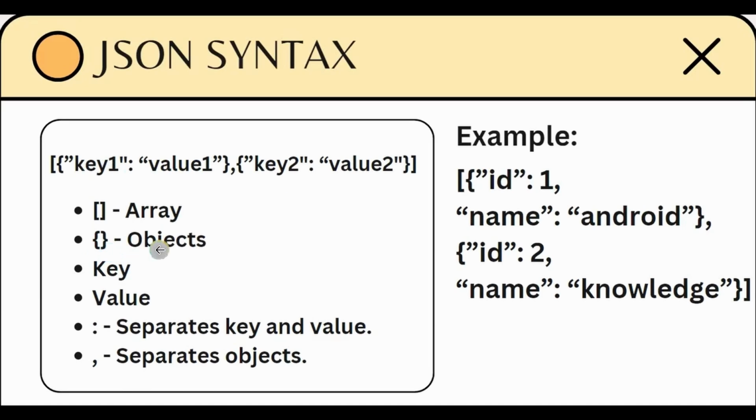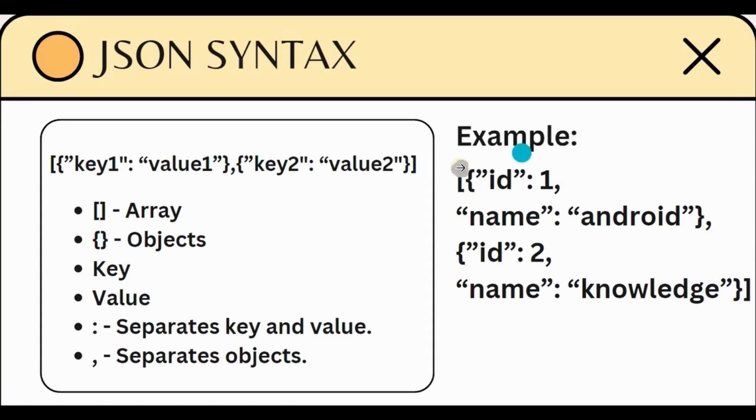An object is determined by the curly braces. So this is one object and this is another object. Both of them are separated using a comma. Then in each object, we have a key and a value separated by a colon. Both of them are in double quotes. This is key and this is value.